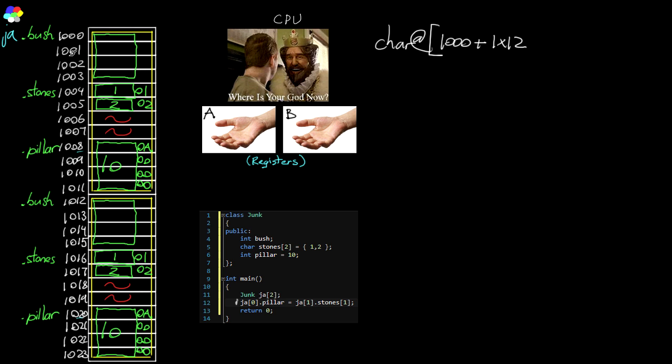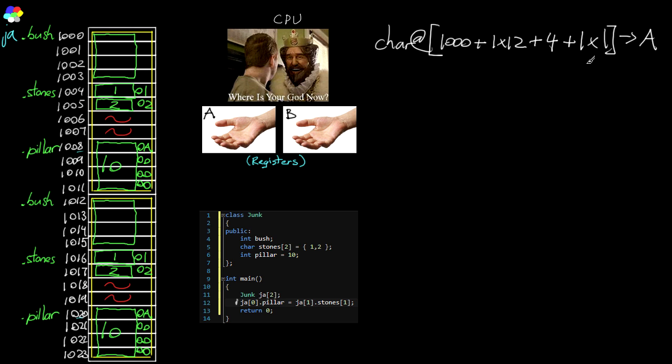So now we are at the object, but now we want to get at stones at 1. So stones is going to be plus 4 into the object, and now we want to index into element 1 in stones, so that's plus index 1 times size of a char, which is 1. So this is the expression for the indexing to get this piece of data here from this array of chars.